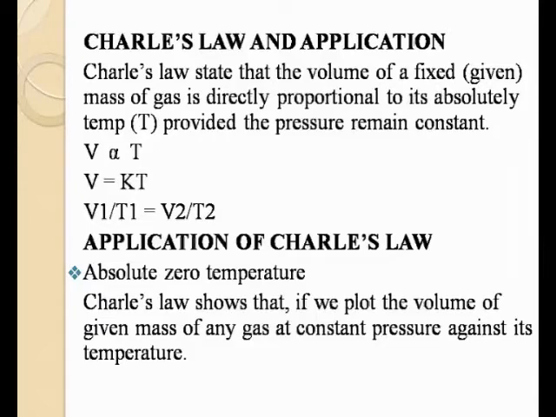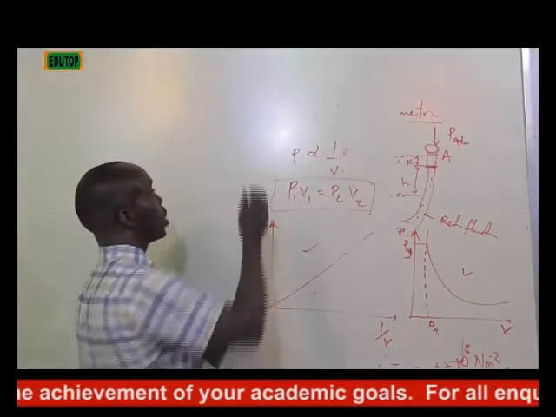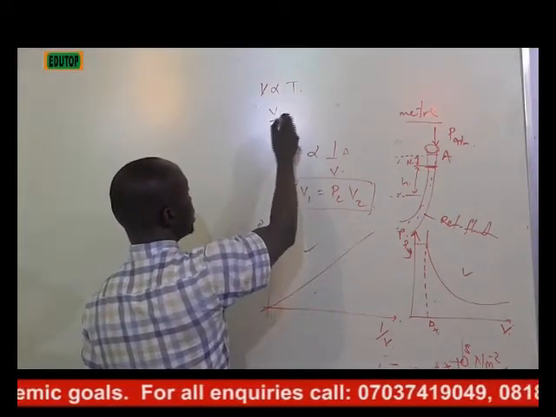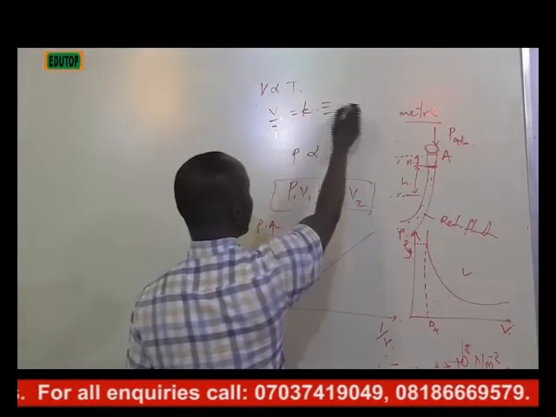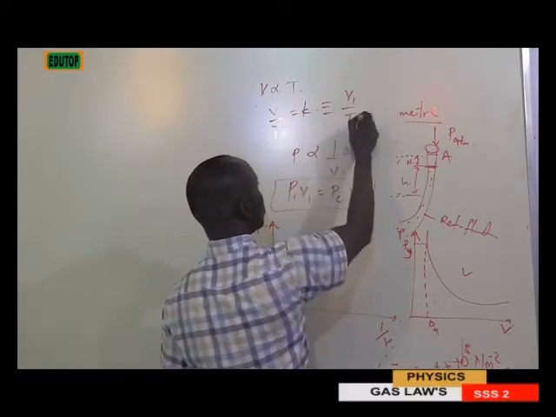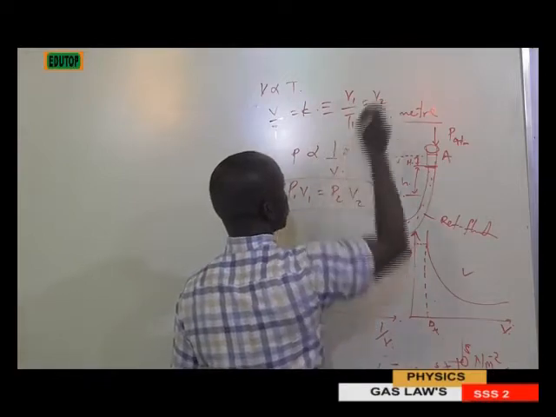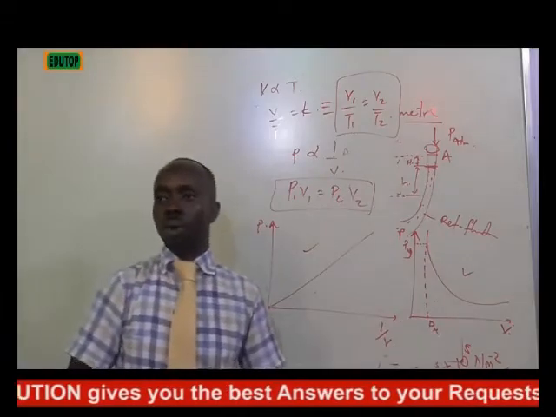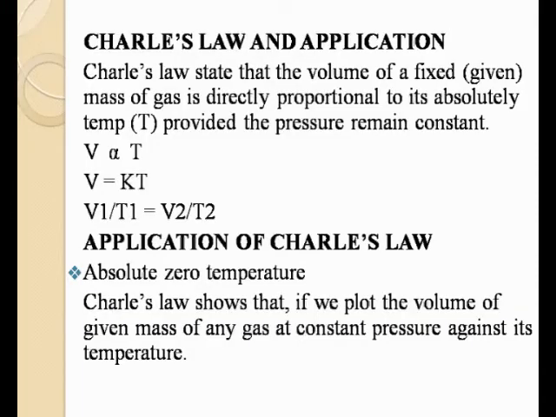Now, under our Charles law, know that Charles law states that the volume of a given mass of a gas is directly proportional to its absolute temperature T, provided that the pressure remains constant. What are we saying? Your V is directly proportional to your T, meaning that your V over T equals a constant, which now equals V1 over T1 equals V2 over T2. So this is the fundamental equation of your what? Charles law.